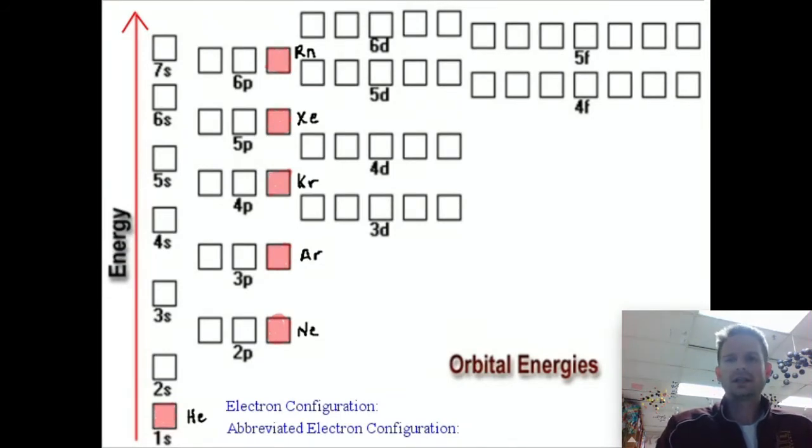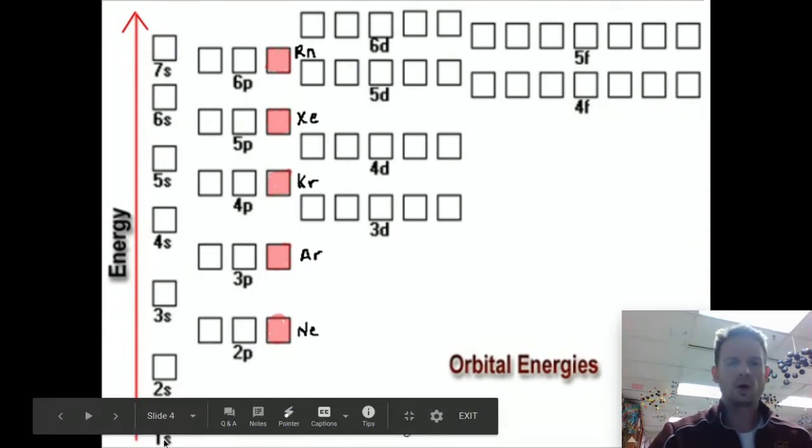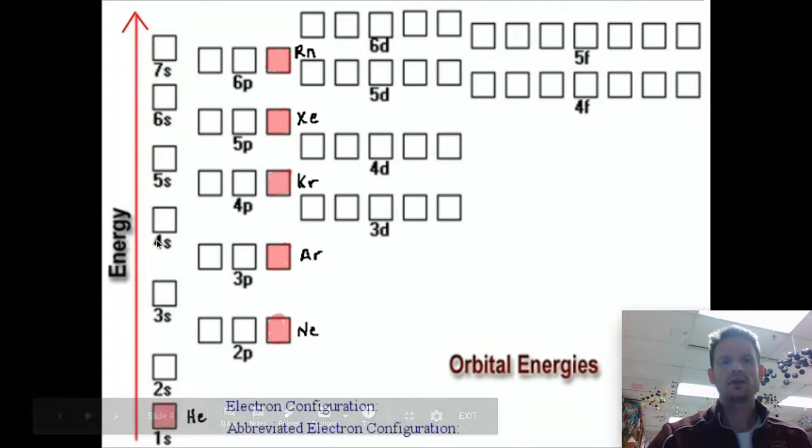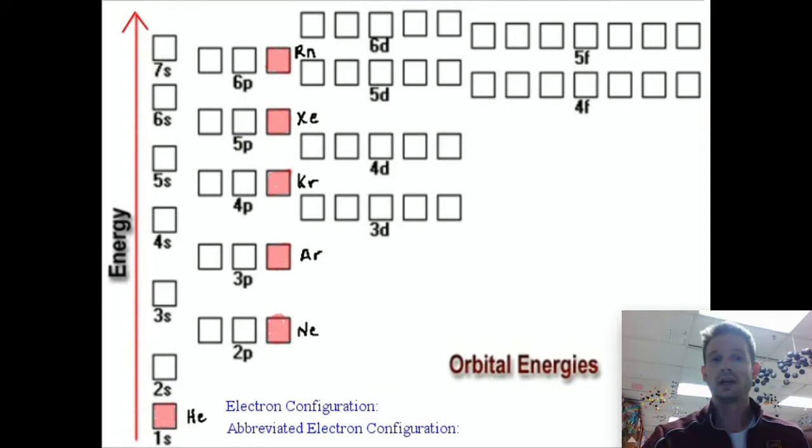And what I want you to realize is we're seeing the same things that Schrodinger gave us. So think about the number 1 down here, the number 2, the number 3, the number 4, the number 5, the number 6, the number 7. Where do we find those on the periodic table? Another name for those numbers is the period numbers.